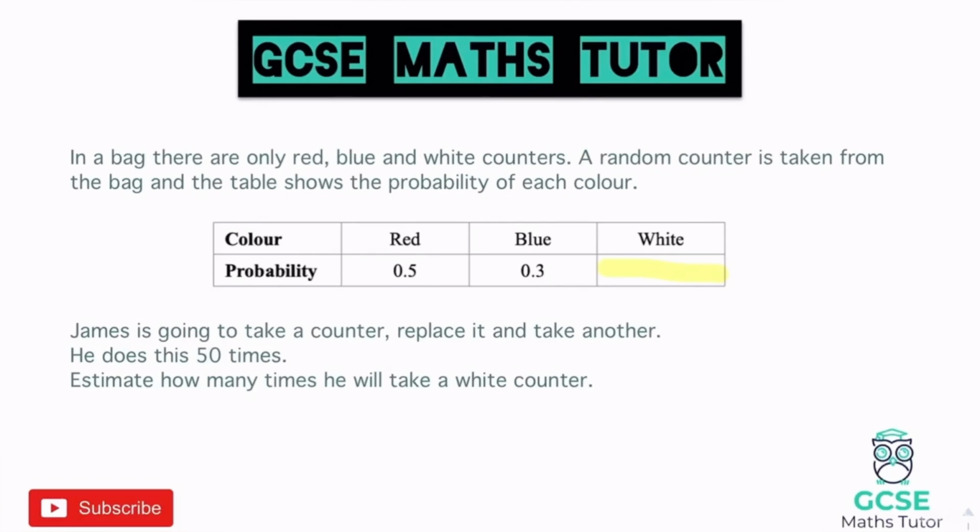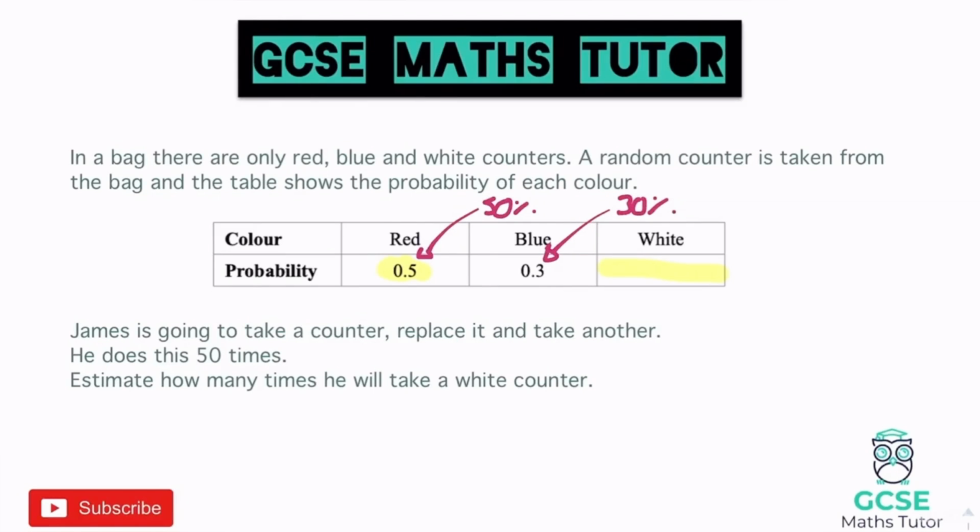Now obviously we don't know the probability of white, but we can actually work that out. Now when I look at these probabilities in a table, I like to think of these decimals here as percentages in disguise. So this one here, 0.5, is 50%. Okay, and we can look at that as a percentage instead of a decimal. Blue we've got there is 0.3, and that's 30%. There we go. And that is our second percentage.